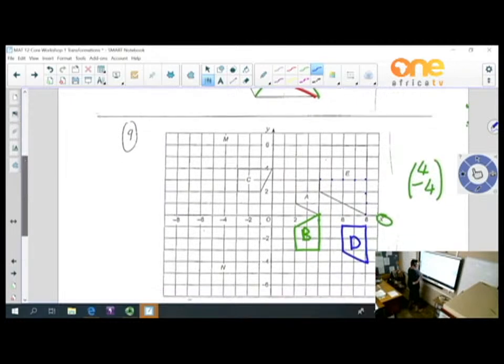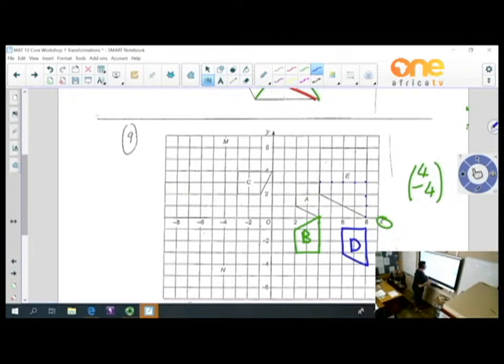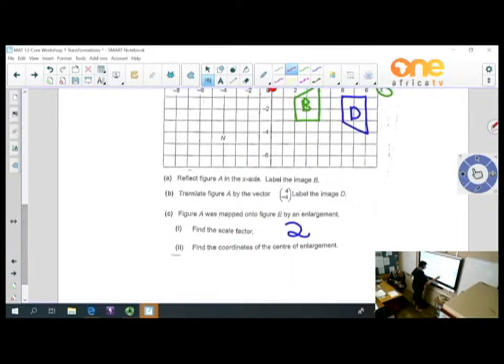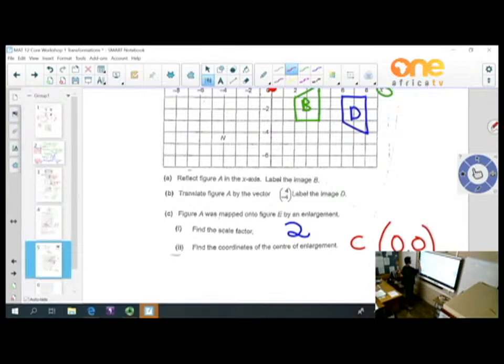And this is very easy. How do I find that center? I join corresponding points. So what do we mean by that? This point and this point correspond. It's the same point. So I'm going to join them. If I take another one there, this one and this one correspond. And this one and this one correspond. So here I find the center, and the center is (0, 0). There is my center there. Right, the next one.